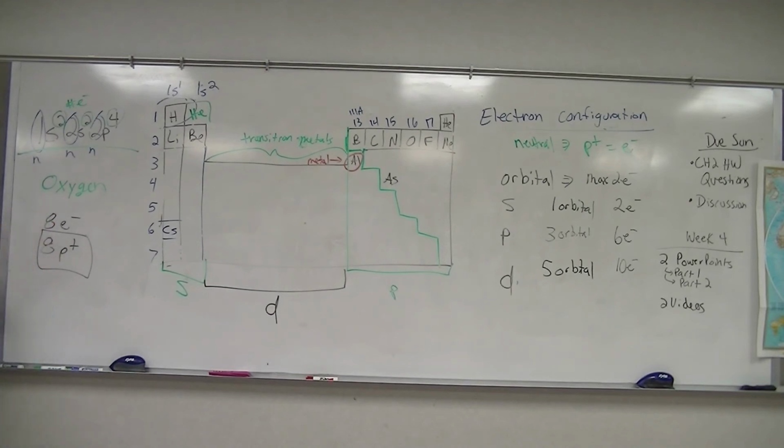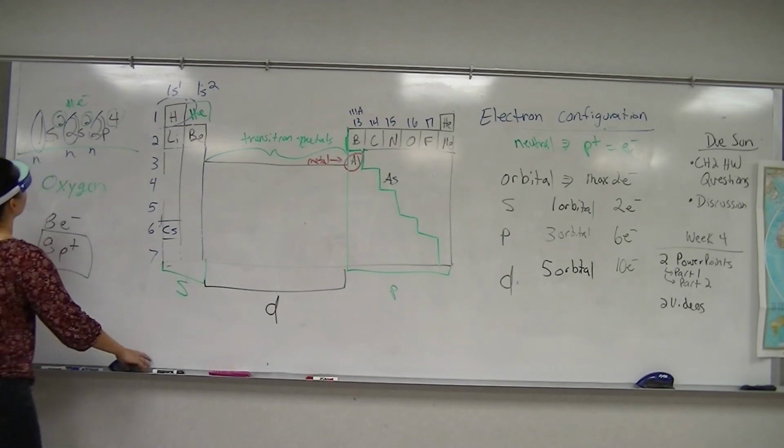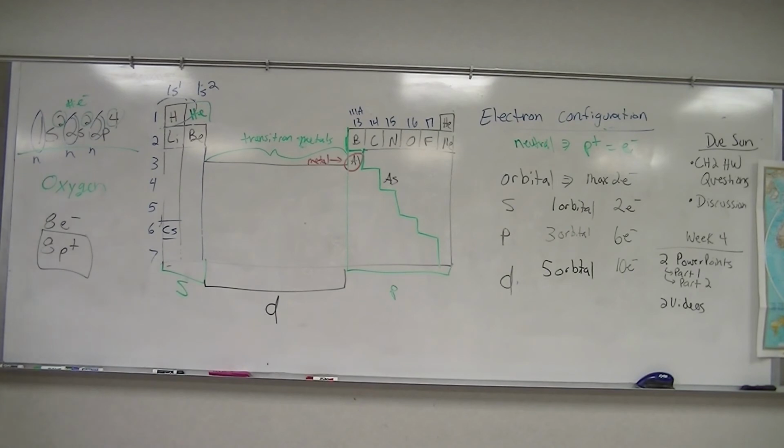Okay, but we're going to start with just neutral atoms and get used to using this process first, and then we'll add the layer on later. All right, so now let's try to write one. So that described oxygen. Now I'm going to give you an element. Let's do sulfur. So S. We're going to write the electron configuration of sulfur.